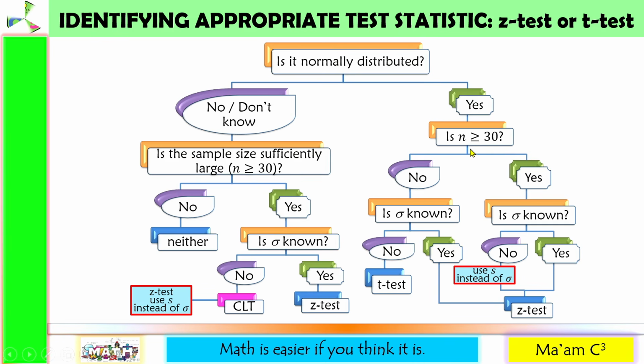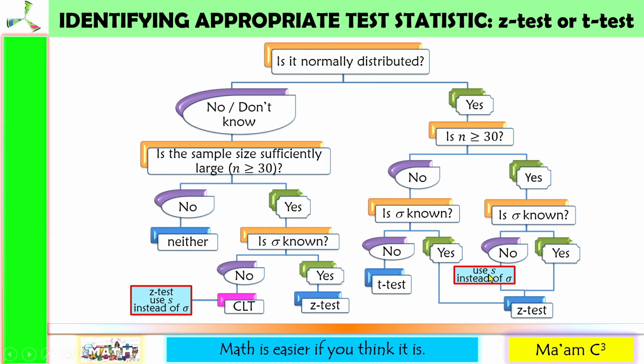Is the sample size greater than or equal to 30? If the answer is yes, continue with the third question. Is the population standard deviation known? If it is given, then you are going to use z-test. If the answer to the third question is no, still you are going to use z-test, but since the population standard deviation is unknown, you are going to use sample standard deviation instead.